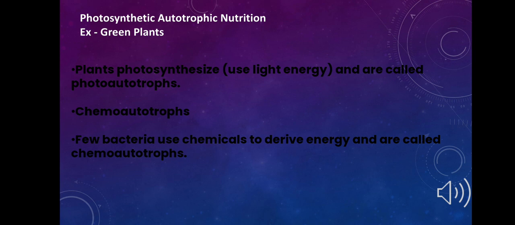Now another autotrophic nutrition subtype is chemosynthetic autotrophic nutrition. That is using chemicals. A few bacteria use chemicals to derive energy and are called chemoautotrophs. Like sulfur bacteria, they mainly use chemical energy to make food.